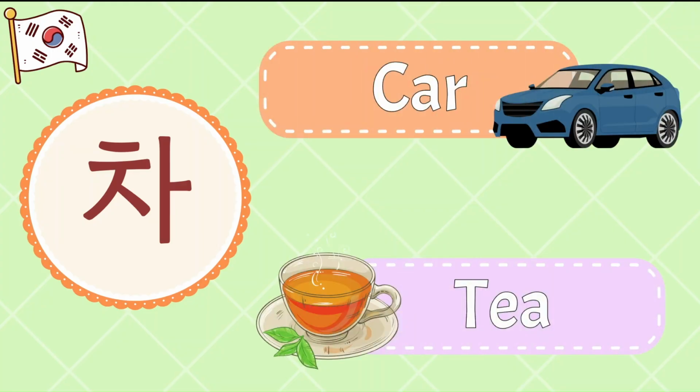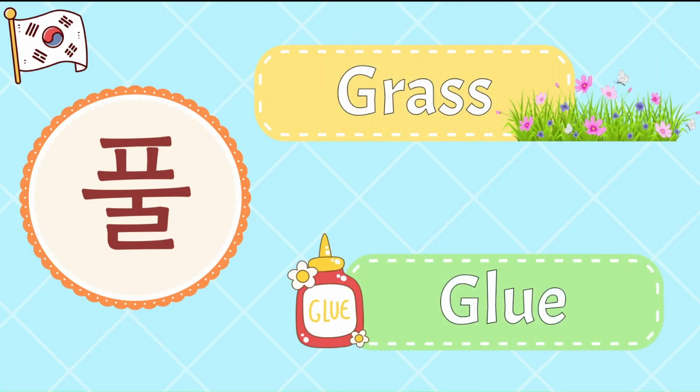차. 차. It has two meanings, car and tea. So, the Korean word for car is 차, and for tea, it is also 차. Next comes 풀. 풀. Again, there are two meanings for this word, grass and glue.